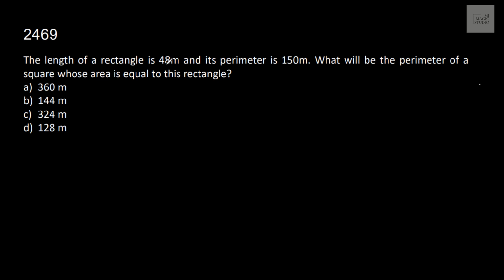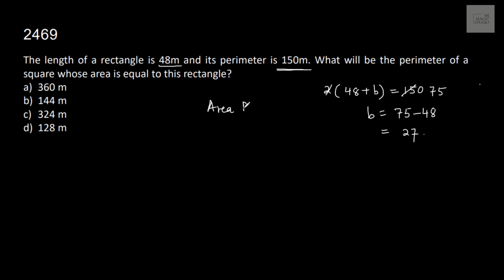The length of a rectangle is 48 meter and perimeter is 150 meter. Now perimeter is twice into length plus breadth, that is 150. That means breadth of the rectangle is 75 minus 48, that is 27. What will be the perimeter of a square whose area is equal to the rectangle? So area of rectangle is length into breadth, that is 48 into 27, which would be 1296.